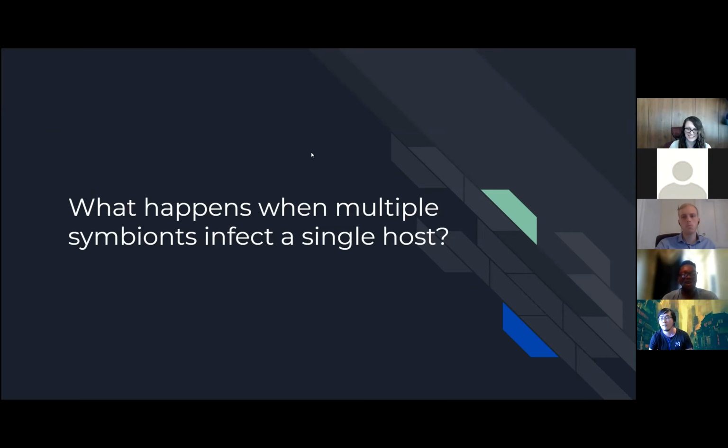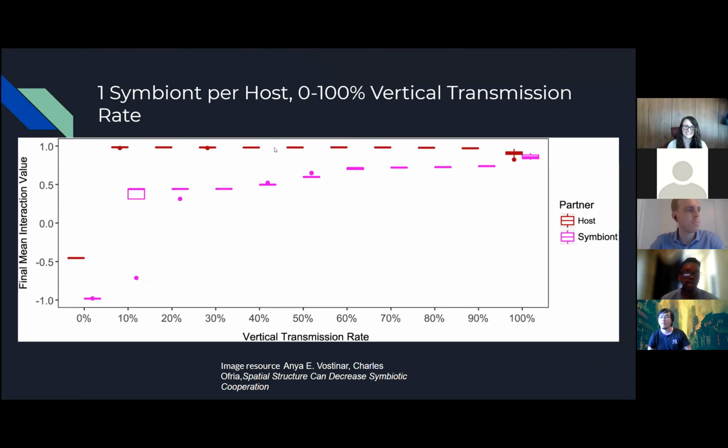So what happens when multiple symbionts infect a single host? We're going to look at Anja Wassenaar's results very briefly. As we can see here, we have the final mean interaction value on the y-axis and vertical transmission rate on the x, and the host is in red and the symbionts are in pink. This was run for 100,000 updates, and we can see there's a relatively smooth, clean trend: as the vertical transmission rate increases, the final interaction value also increases.